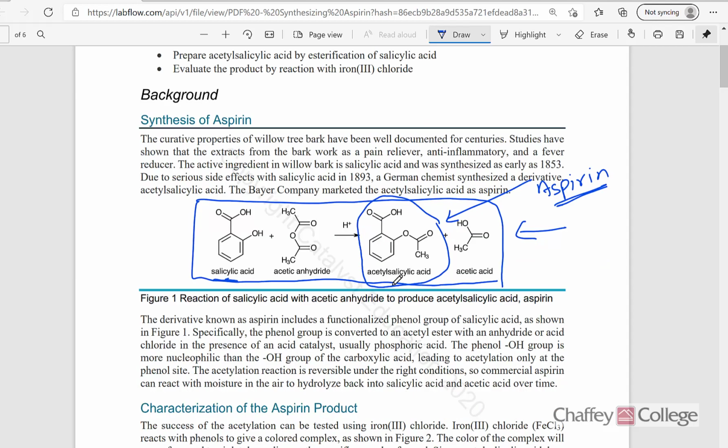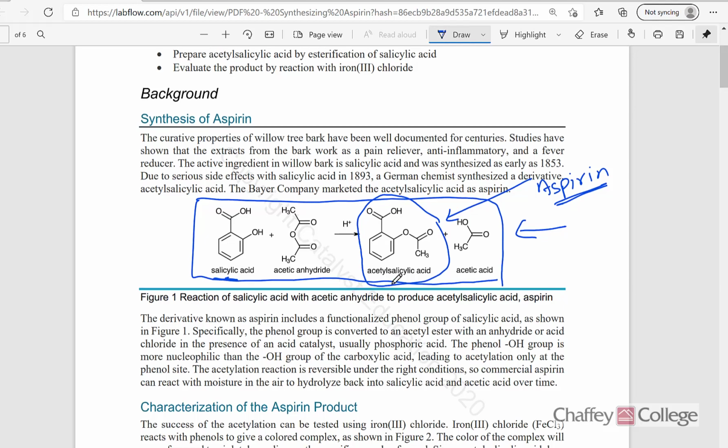So this reaction is carried out in presence of an acid catalyst. In this reaction, we can either use a small quantity of sulfuric acid or phosphoric acid as a catalyst. The experimental video about this synthesis reaction has been provided in another video. In this video, we will only discuss the data collection and how to use the data to complete the lab report.